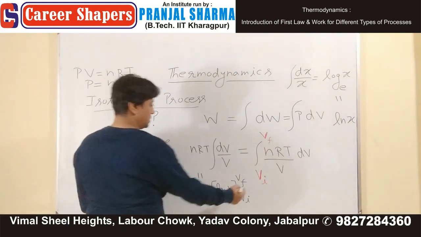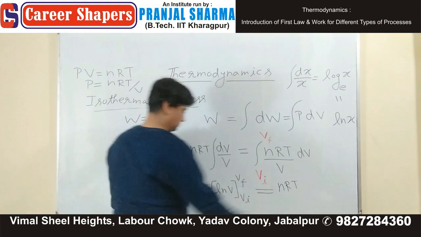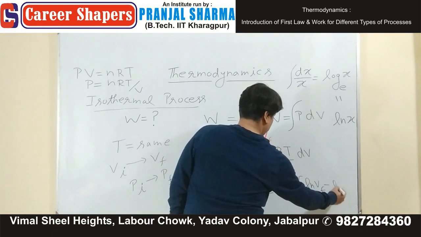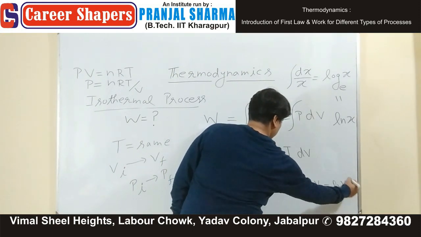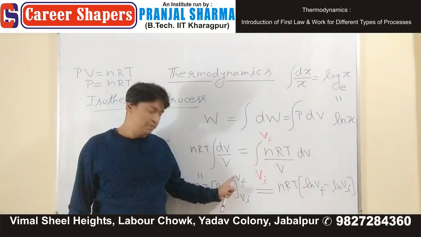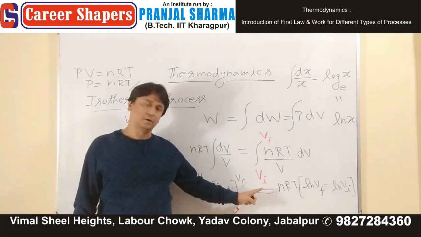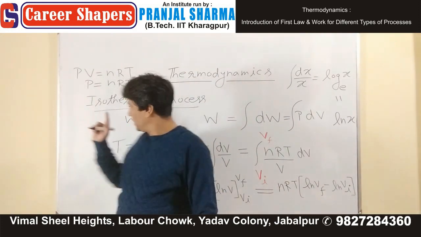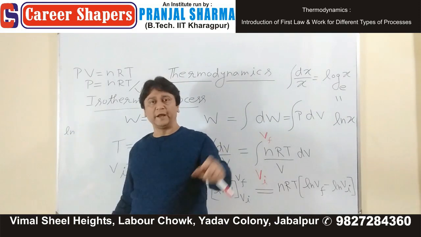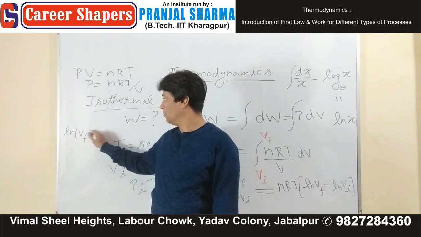Now, how do we put limits? nRT log V final minus log V initial, log V upper limit minus log V lower limit. अब यहां देखना, there are two possibilities. Some of you have written log V final minus V initial.